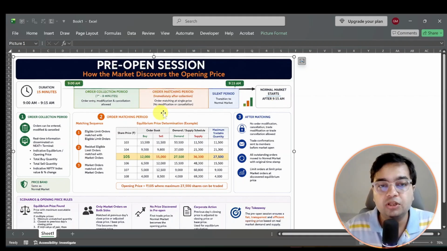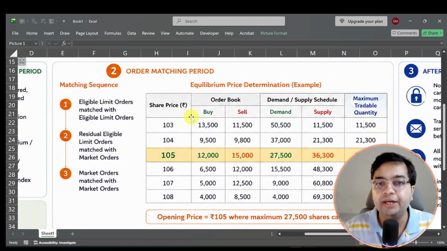Now, what is the purpose of this pre-open session? It's actually to eliminate the probability of market manipulation. But how is it done? Let's look at this particular schedule. In the matching period, the orders are collected from the first phase of the pre-open session.